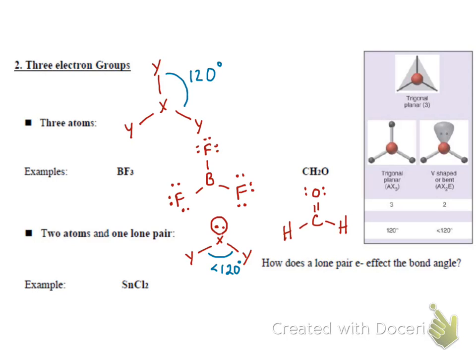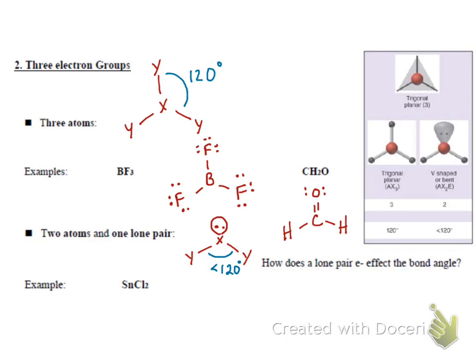The next possibility for 3 groups is 2 bonds plus 1 lone pair. And when that happens, the bond angle between the 2 bonds here is a little bit less than 120. That's because the lone pair takes up a little bit more space. It's a little bit fluffier, it's one way to think about it. It's less focused, so it pushes the angle a little bit closer together.